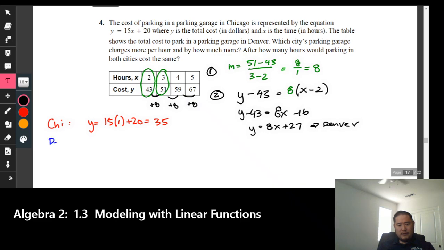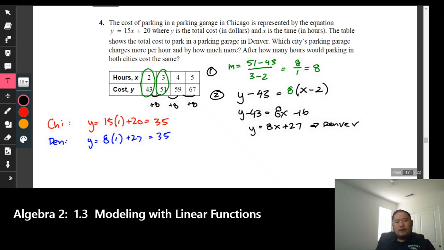Next up, we have Denver. They call that the Mile High City. And then we'll use our equation, y equals 8 times 1 plus 27. And that happens to equal 35 as well. So which city's parking garage charges more per hour and by how much more? It looks like it's the same, at least to start off with, right? But then as you start plugging in more numbers, you'll realize otherwise.